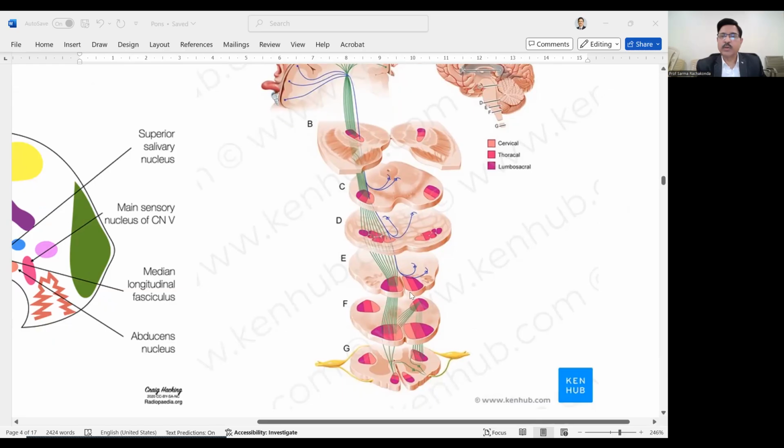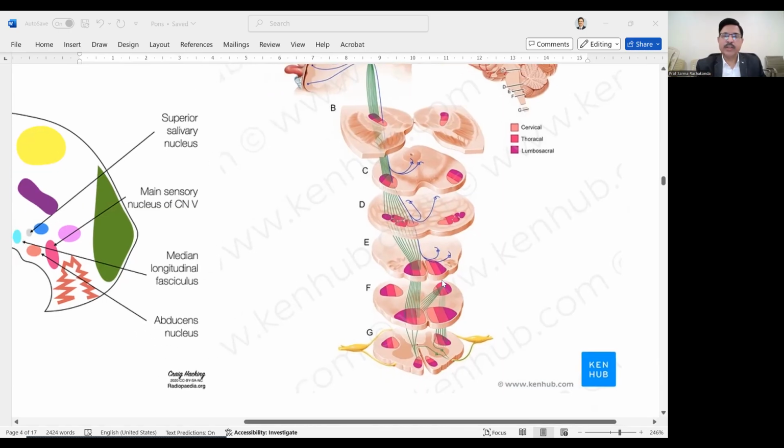You can see the color coded. Lighter red color is the cervical, a little more red color is the thoracic, and the dark red color is the lumbosacral. That means the fibers of the lower limbs are most medial, the fibers of the cervical are the most lateral in the disposition, and thoracic are in between. This is how the things come.